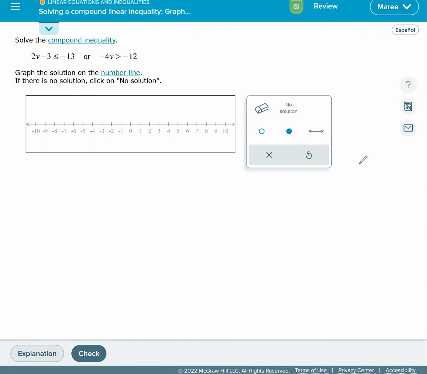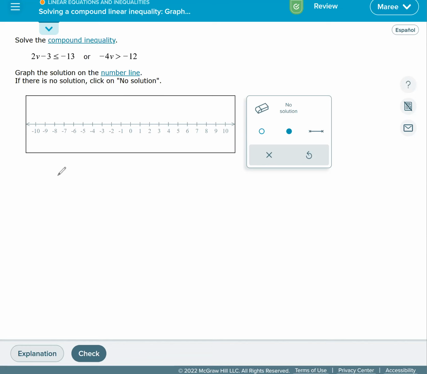Okay, this lesson is solving a compound linear inequality. We're going to graph the solution, and this is a little more advanced topic. On these ones, because it says or, you want to make sure that it will include all the solutions regardless of where they are located. So for instance, we'll do a couple examples for you.